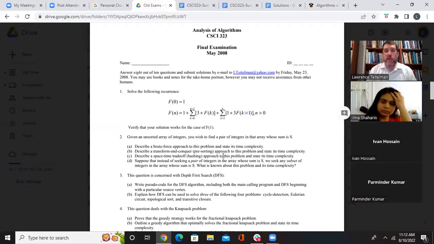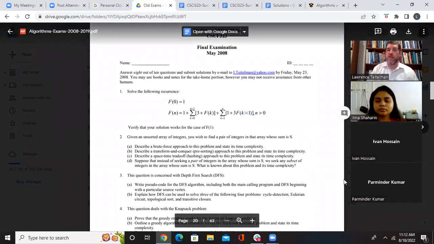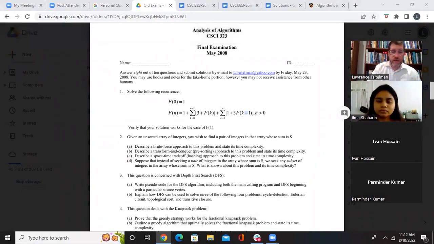So that's going to be order of n squared, more specifically cn², since we have to check all the pairs, n times n minus 1 divided by 2. Now describe a transform and conquer approach. Someone suggested that we sort it. Who suggested that? Yeah, Daniel says sort it. Okay, good.